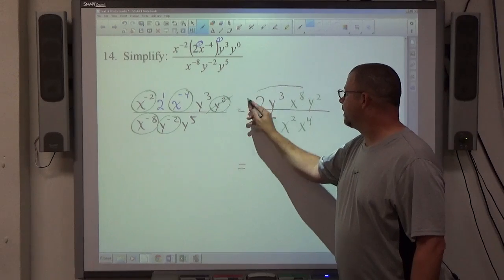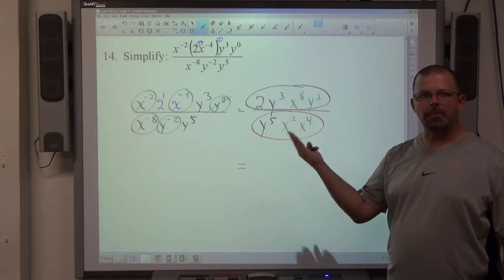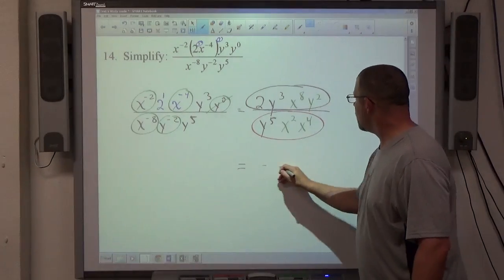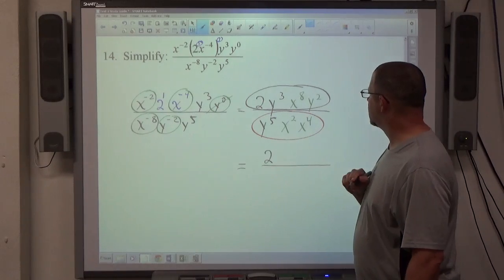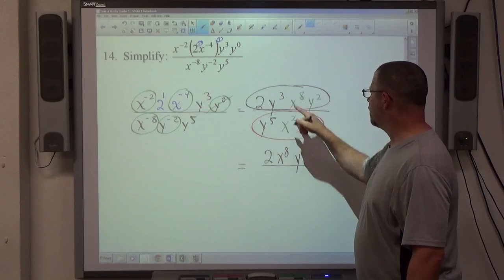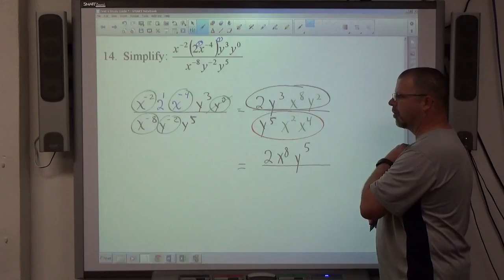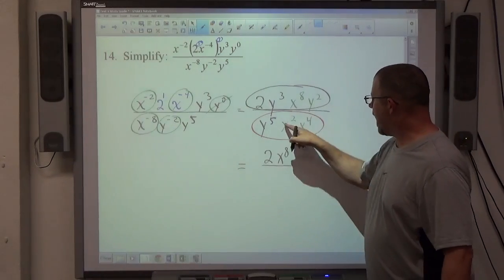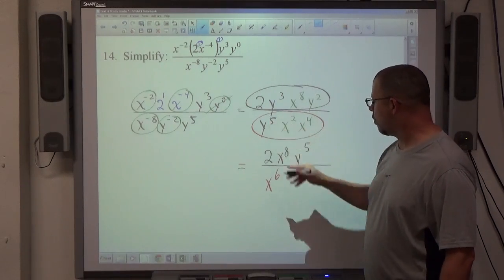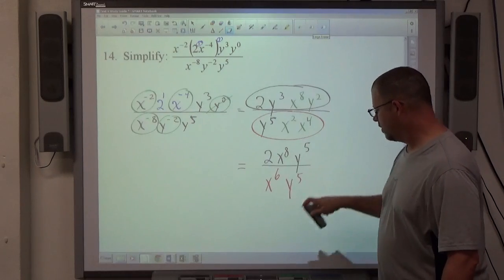On top, I want to simplify. On bottom, I want to simplify. The top is its own problem, the bottom is its own problem in this step. So, 2 is 2, I can't make that any simpler. X to the 8th, I can't make that any simpler. Y and y, there's too many y's, 3 plus 2 is 5. To multiply letters, you add powers. On the bottom, x times x makes x to the 6th. There's too many x's, 2 plus 4 is 6. Y is just to the 5th power, there's nothing happening to it, so it stays y to the 5th.